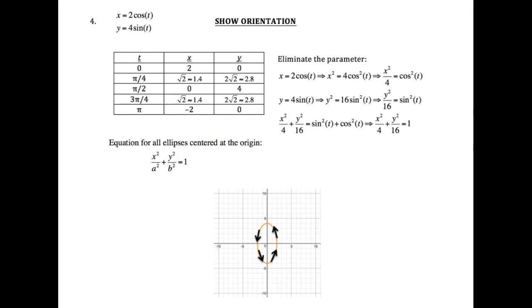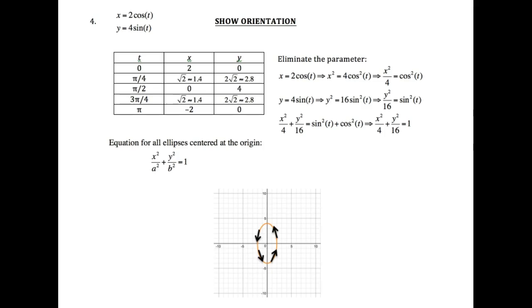One way of doing it is to take your pieces, x is equal to 2 cosine of t, y is equal to 4 sine of t, and square both sides. So x is equal to 2 cosine of t turns into x squared is equal to 4 cosine squared of t. Divide by 4, and you'll have x squared over 4 is equal to cosine squared of t. Y is equal to 4 sine of t turns into y squared is equal to 16 sine squared of t, which dividing by 16 gives you y squared over 16 is equal to sine squared of t.